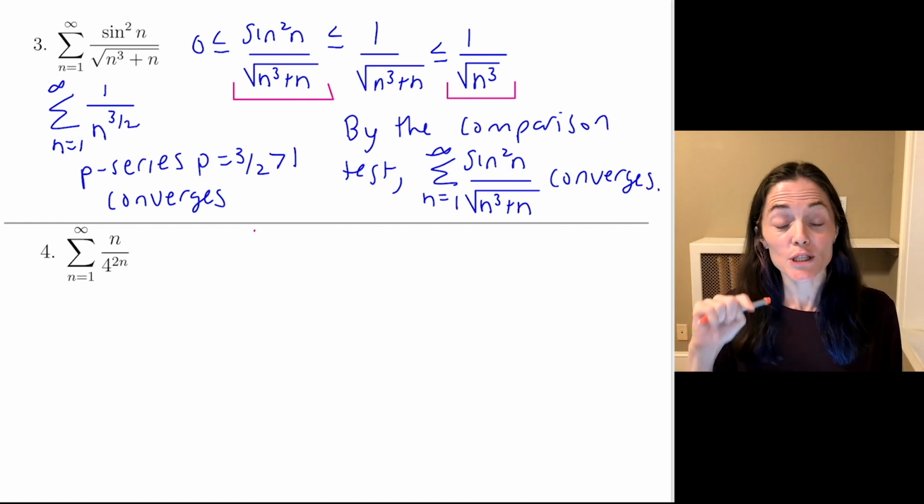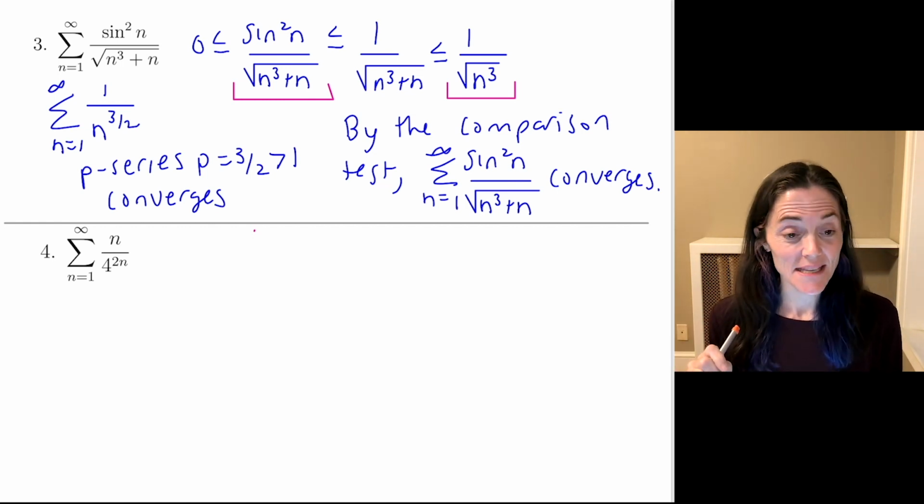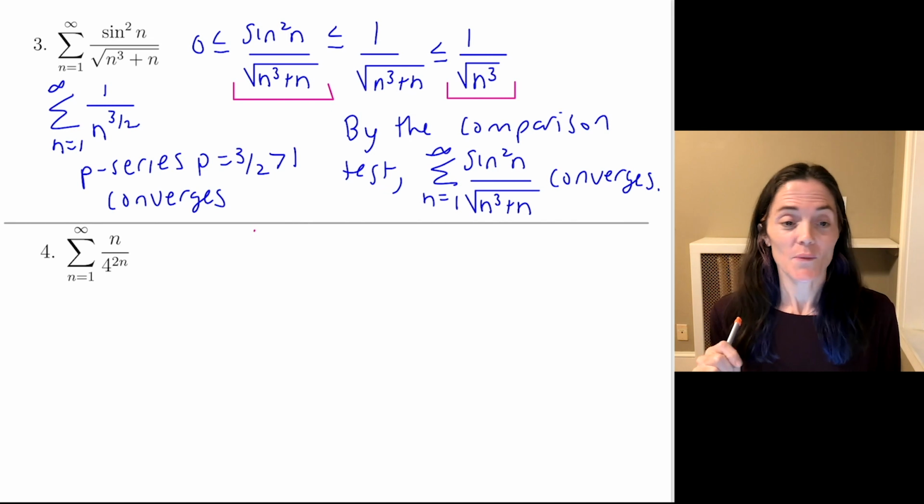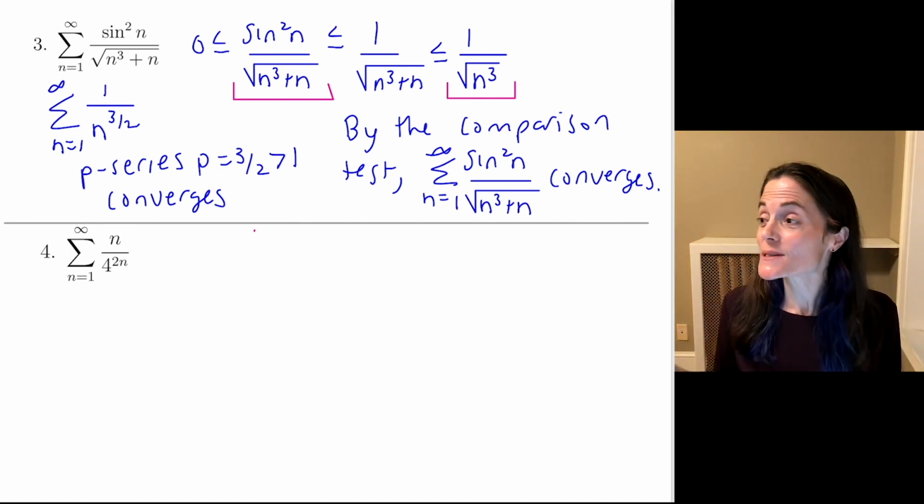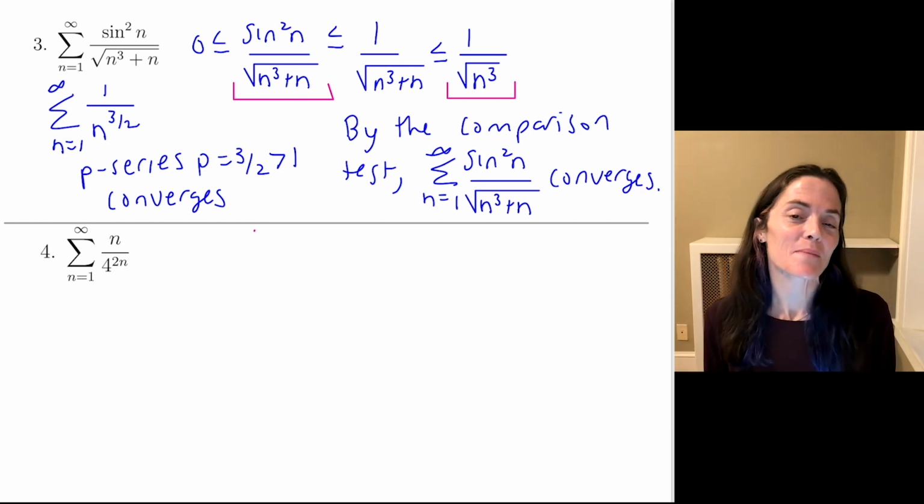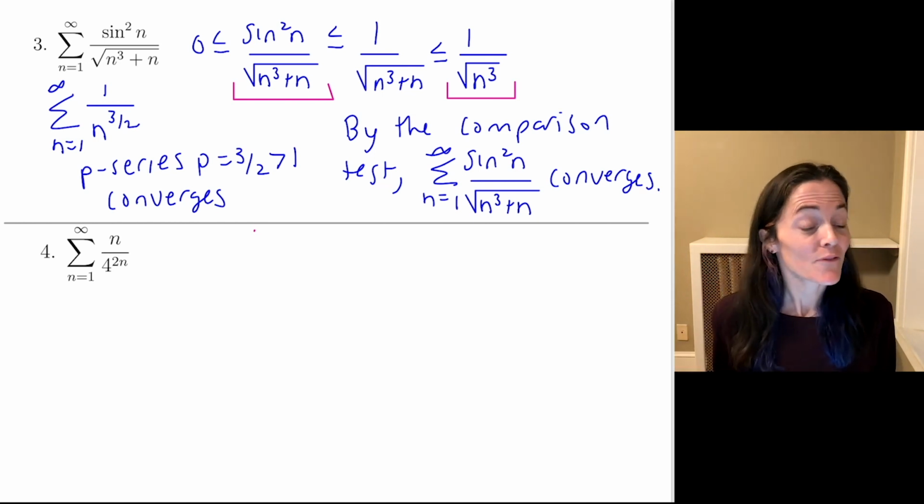N over 4 to the 2n. These are the terms of this series. Well, we have many, many options here. In fact, for many series, there might be options that work equally as well as what I present in this video. I can name a few.